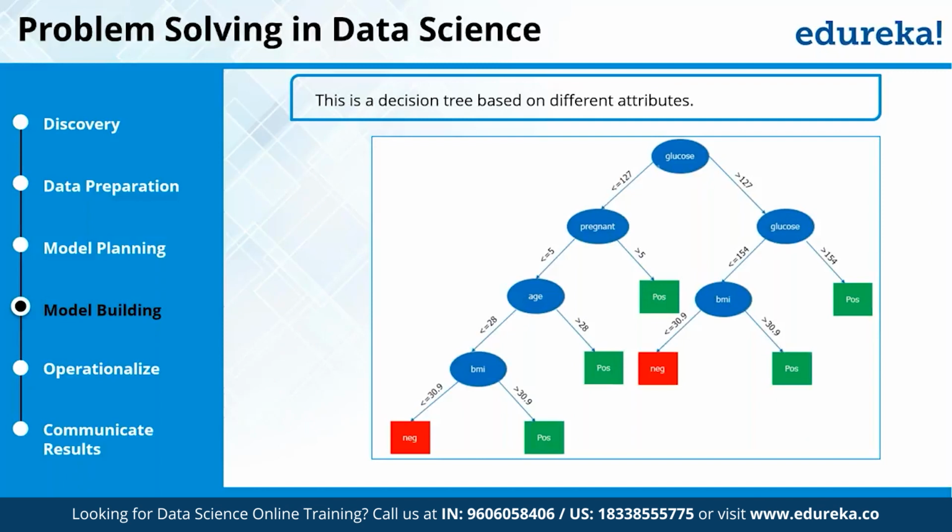So this is a typical decision tree in which all the attributes of your data set are being used. If I go from the top and read any one flow or branch of this tree: patients with glucose level less than or equal to 127, and patients who are pregnant less than 5 times, and age being less than or equal to 28, and the BMI being less than or equal to 30.9, the chances of that patient being diagnosed, or predicted for the onset of diabetes, is negative, right? Similar is the case with any other route that you choose in this decision tree.